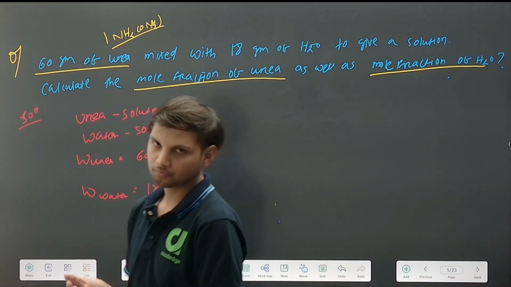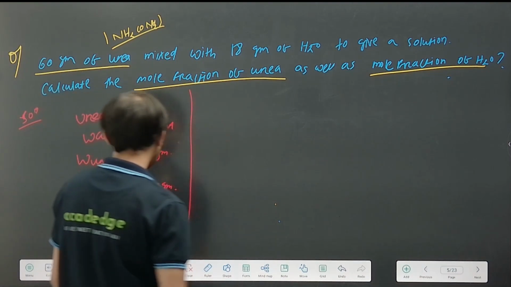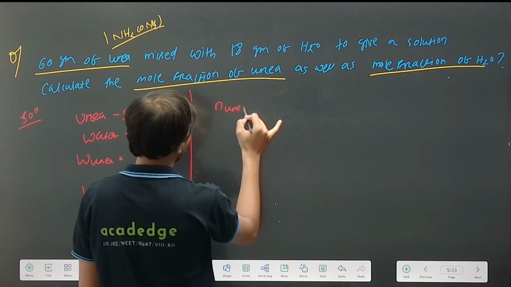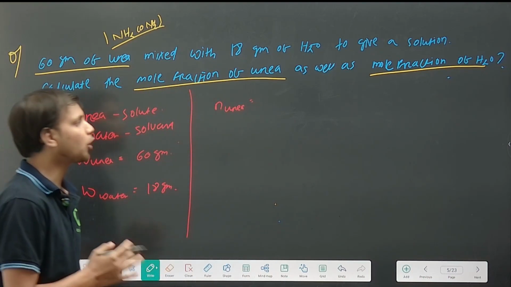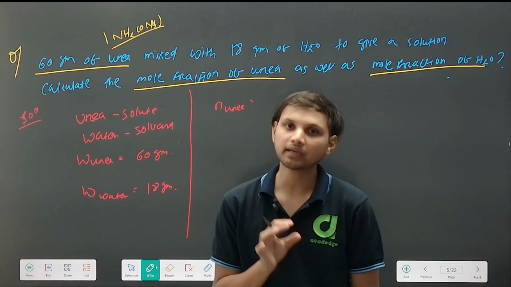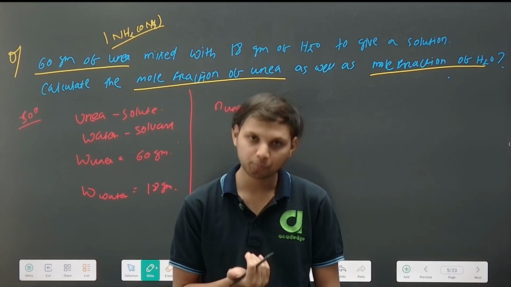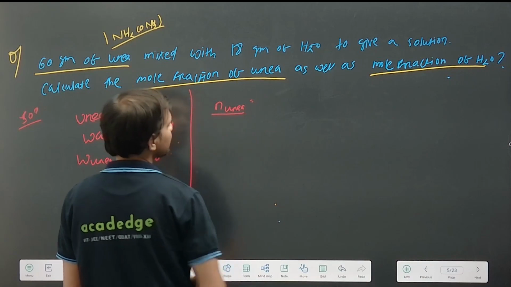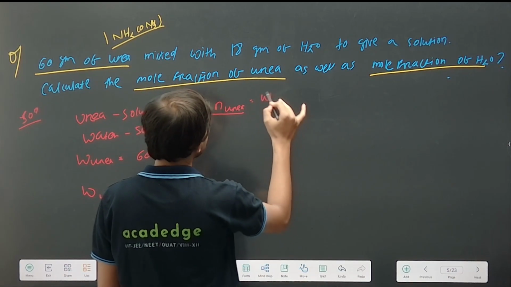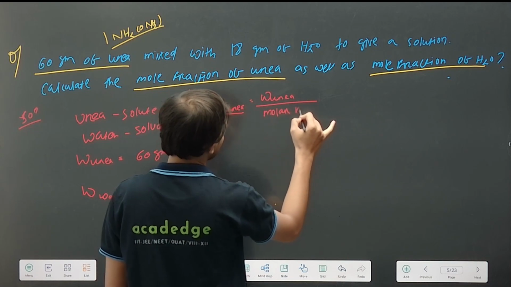mole fraction formula, first I need to calculate the number of moles of urea and the number of moles of water. So if I'm supposed to calculate the number of moles of urea, what is the formula to find the number of moles if the weight is given? I have already told you, if the weight of any substance is given to you, how to find the number of moles? I can calculate the number of moles by the formula, given mass by molar mass. So here, if I want to calculate the number of moles of urea, I have to put the formula, weight of urea given to you by the molar mass of urea.